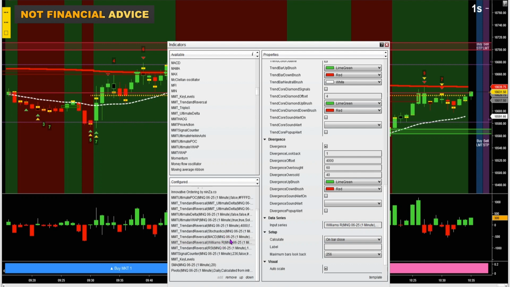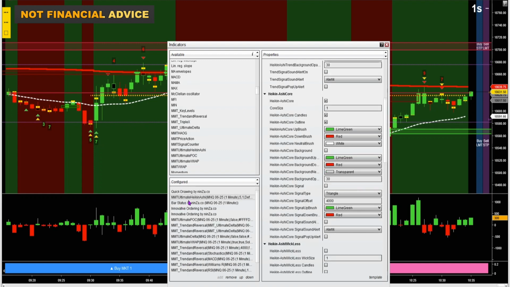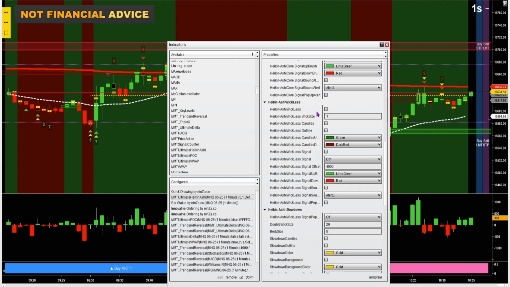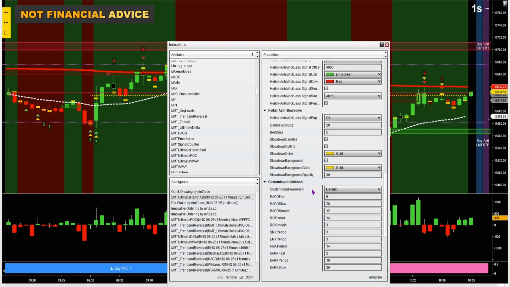All of the other instances, I'm just looking for reversals and divergence. I've got one with the default input series. I've got one with the stochastics as an input series, one for the MACD, and one for the RSI. And I've got the signal counter counting up the signals that are off the charts and printing these numbers. For the ultimate Heikin-Ashi indicator, I've got the Heikin-Ashi core painting the candles, all default settings. Wickless mode is off, using the default input.